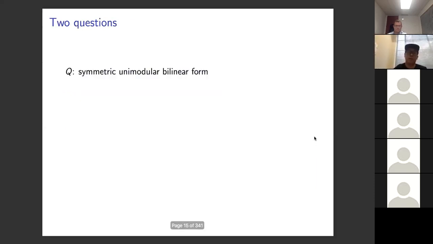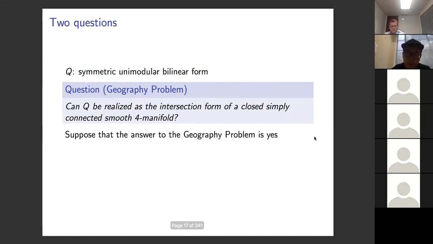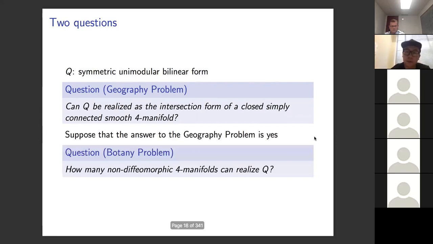We can also rephrase these questions in terms of a given symmetric unimodular bilinear form: can we realize this form by a smooth manifold? These two questions are usually referred to as the geography problem, namely, given a Q, can we realize it as a smooth 4-manifold? And suppose it can, the second question is usually called the botany problem: how many different smooth structures does this one have? How many non-diffeomorphic 4-manifolds can realize this Q?